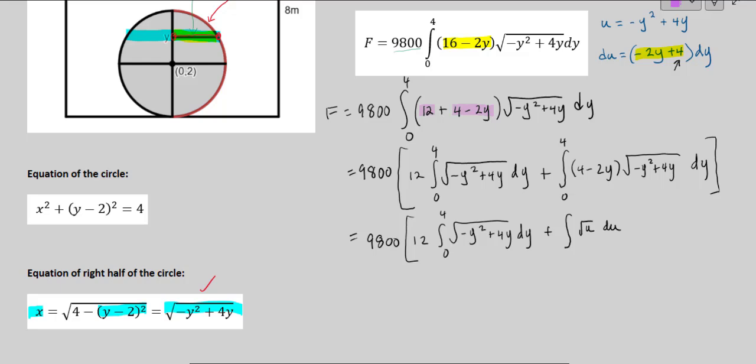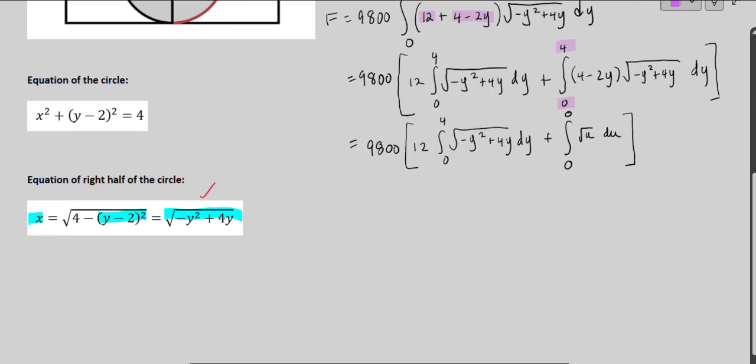Now let's get the u limits, and here we get something very interesting. So first we have a y limit of 0, and we plug that y limit of 0 up here, and if y is 0, we see that u is also 0. Now we're going to plug in the y limit of 4 to figure out what the corresponding u limit is. And when we plug in 4, we're going to get negative 16 plus 16, which is 0. And an integral from 0 to 0 is 0. So all of this turns into 0.